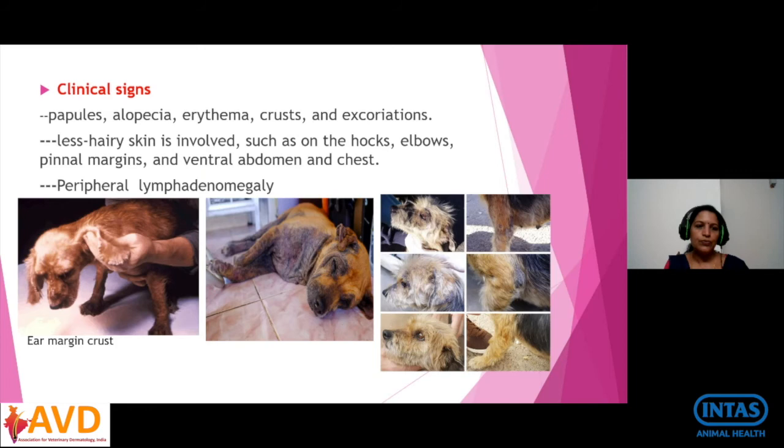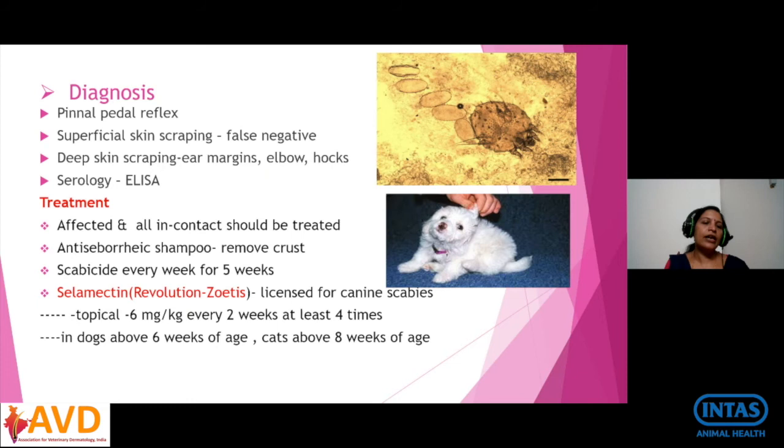Diagnosis: we can see the pinnal-pedal reflex. When we rub the ear between the thumb and forefinger, there will be scratching by the ipsilateral hindlimb. This shows a pinnal-pedal reflex. We can take superficial skin scrapings, but sometimes we get a false negative. Deep skin scrapings from the ear margin, elbow, and hock can also be taken. And serology, ELISA, can be done.